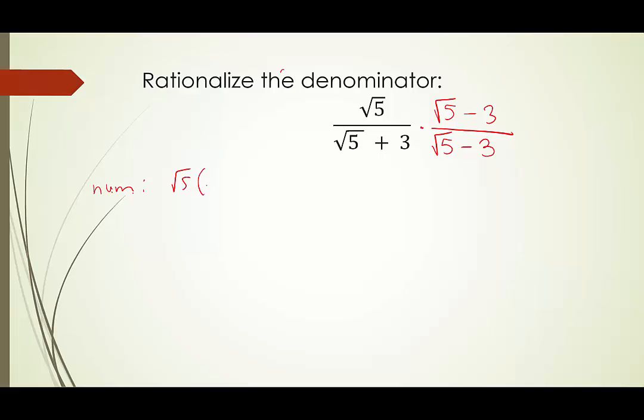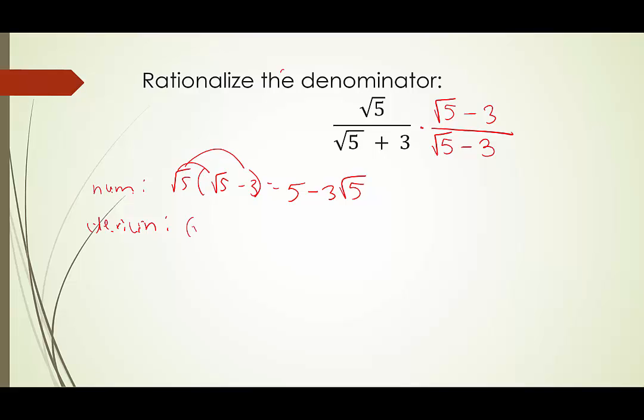So this would be the square root of 5 times the square root of 5 minus 3. Square root of 5 times the square root of 5 is 5. And the square root of 5 times negative 3 would be minus 3 radical 5. So we see we didn't quite rationalize the numerator, but that's okay. We don't have to do that. It only asked us to rationalize the denominator.